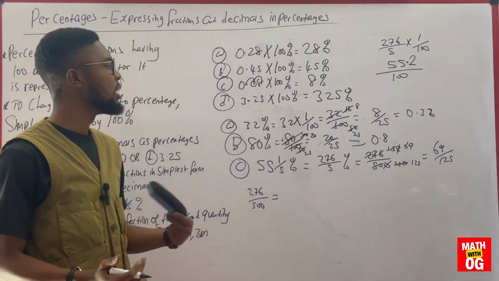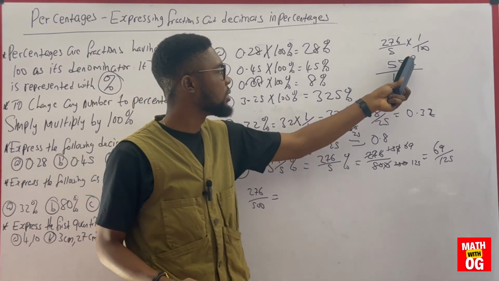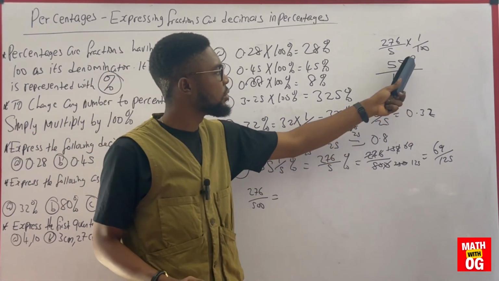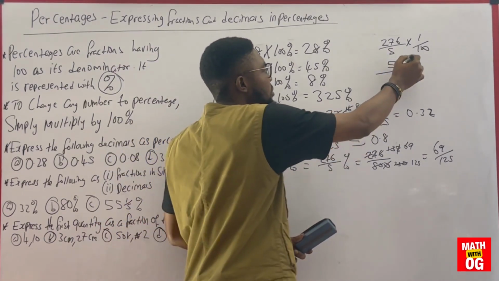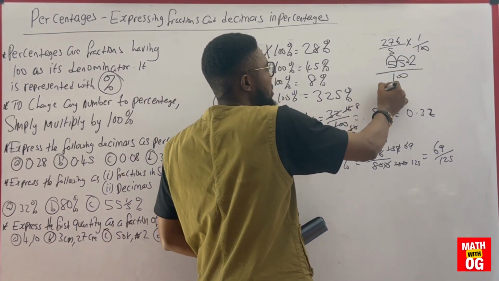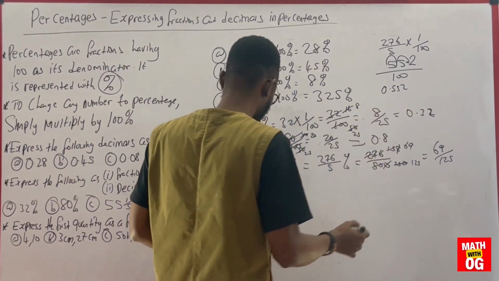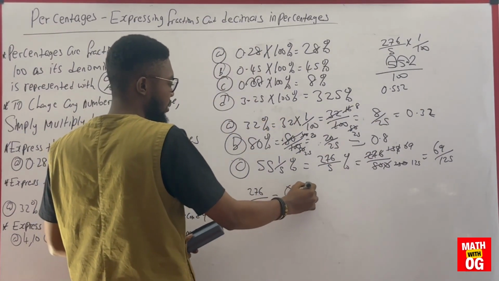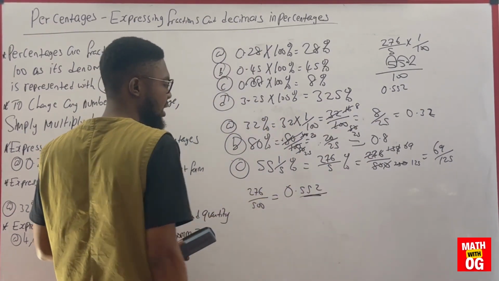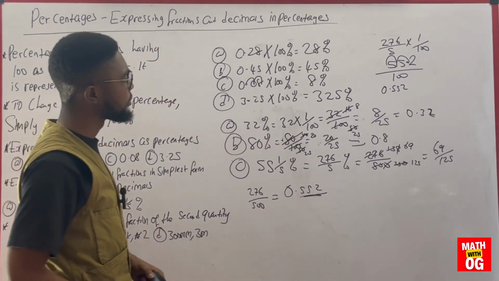55.2 over 100. Dividing by 10 and powers of 10, move to the left the number of times you have 0, so you have 1, 2. If I do that, this will give me 0.552. So yeah, I'll be having 0.552. So that's the answer to the question.